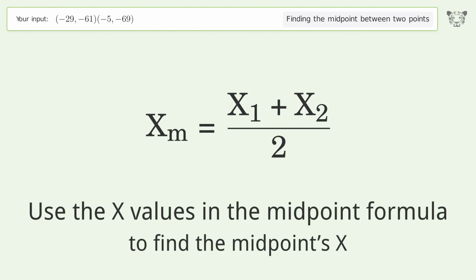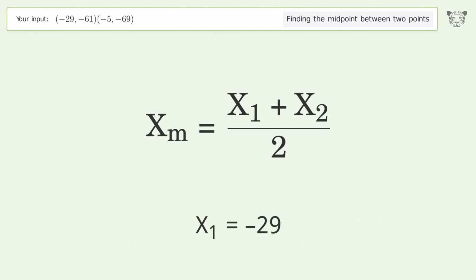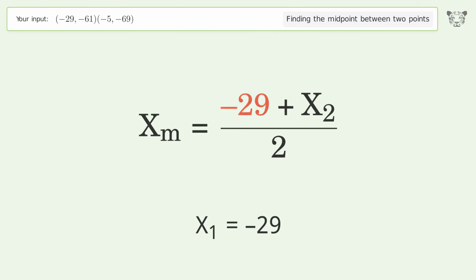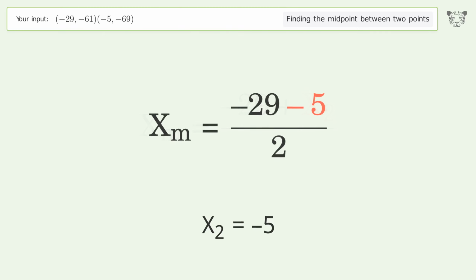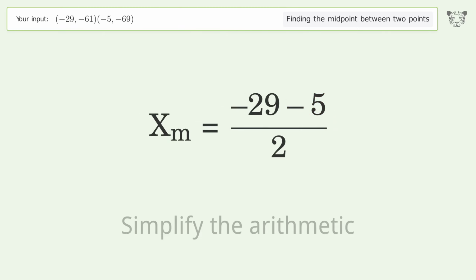Use the x values in the midpoint formula to find the midpoint's x. x1 equals -29. x2 equals -5. Simplify the arithmetic.